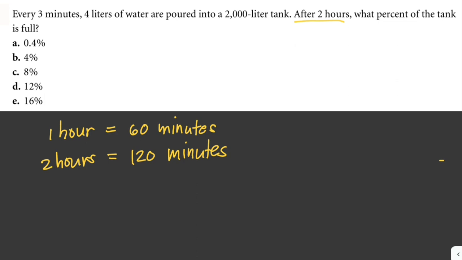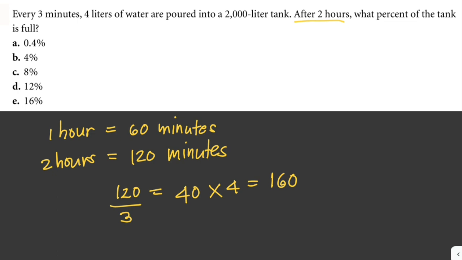Okay, so if 4 liters are poured every 3 minutes, then 4 liters are poured 40 times. So we just have to divide 120 minutes by 3 minutes, so 120 over 3. So this would be 40 times 4. So we have 160. Okay, so the tank here can hold 2,000 liters of water. It's just filled with 160 liters after 2 hours.